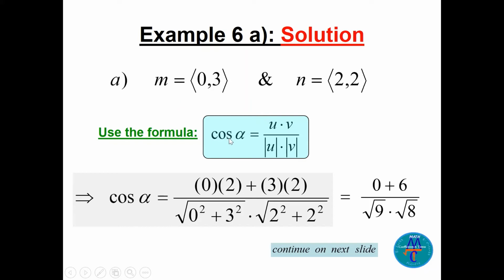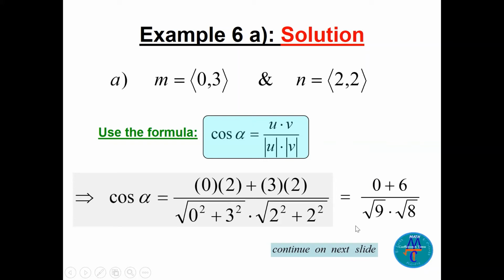Let's find the angle. So we know cosine of alpha will be u dot v divided by magnitude of u times magnitude of v. So cosine of alpha will be 0 times 2, so easy, dot product, plus 3 times 2, divided by the square root of, this is the magnitude of u, 0 squared plus 3 squared, times the magnitude of v, 2 squared plus 2 squared. Now in the numerator we have 6. Here we have 9, square root of 9. Here we have 4 and 4, square root of 8. Just simplify the numbers carefully, please.